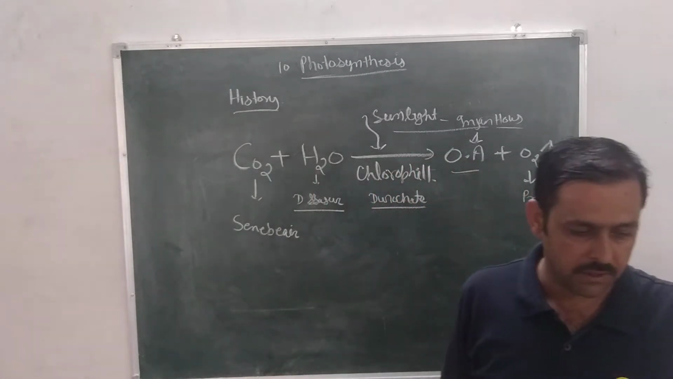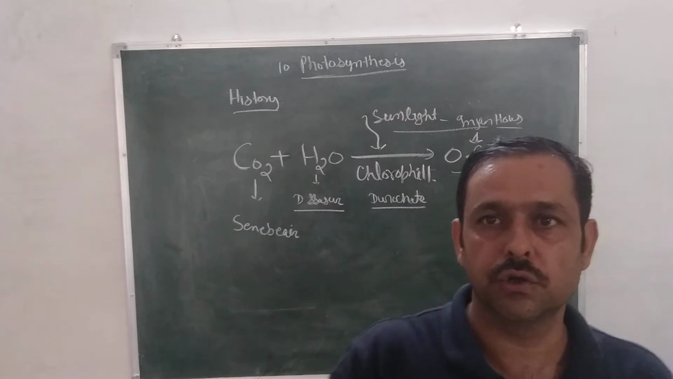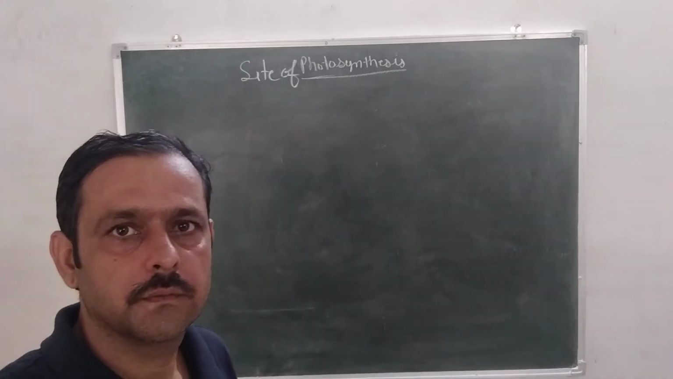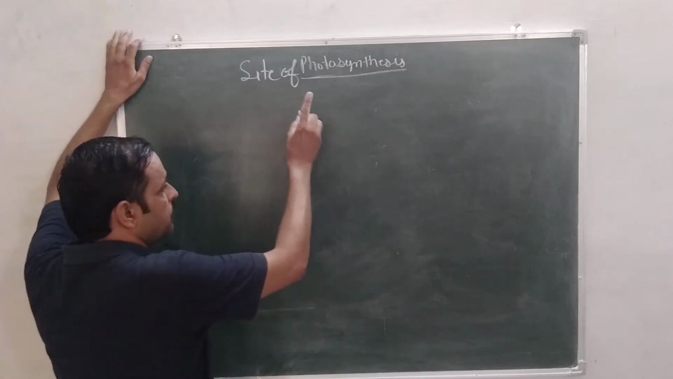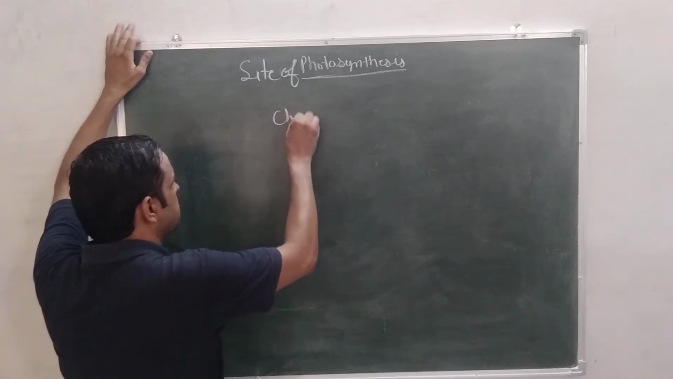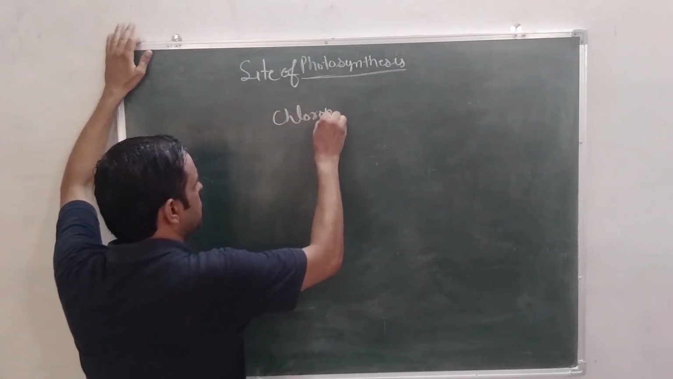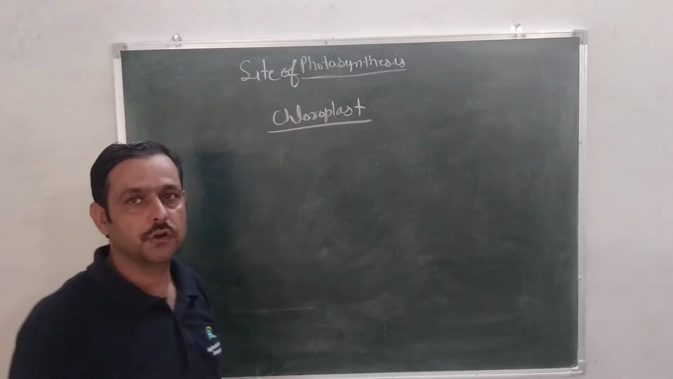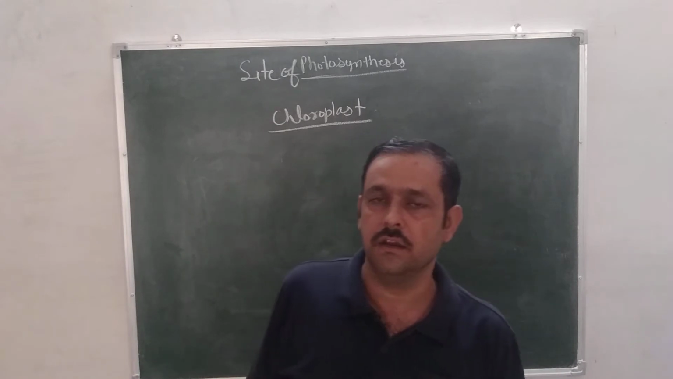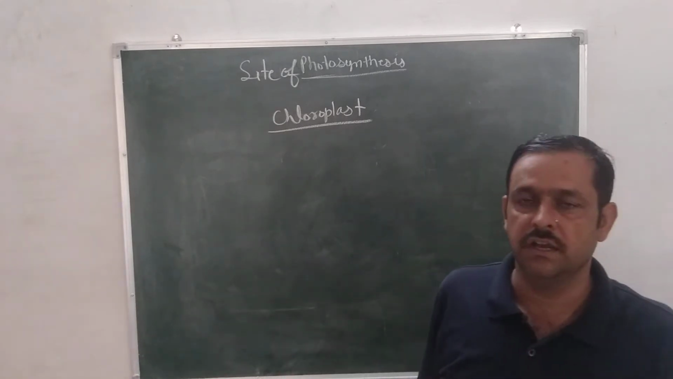Now the next topic is site of photosynthesis. Site of photosynthesis, 1 mark question. Answer is chloroplast. And the structure of chloroplast you studied earlier in junior, we further study it here.